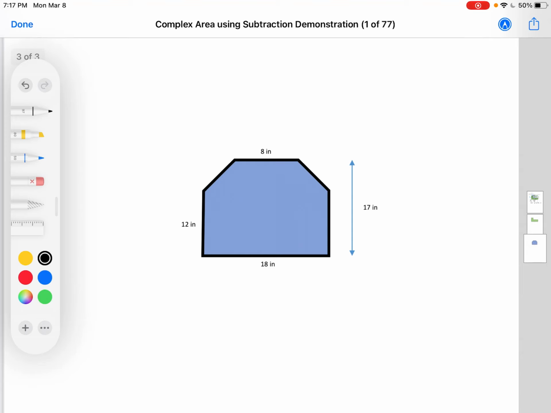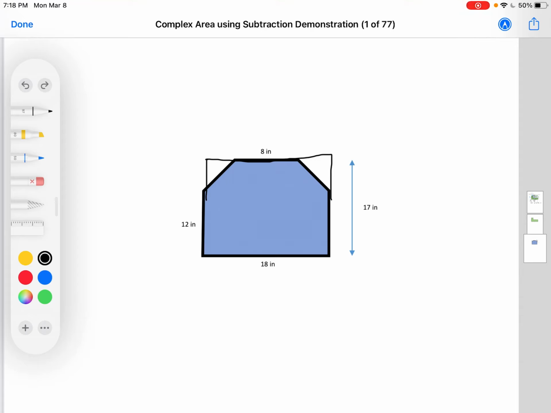Let's take a look at this shape. This time I'm going to extend this and make a big rectangle. And then we're going to subtract this triangle and this triangle from that space. And that will give us the area of the remaining part, this hexagon.